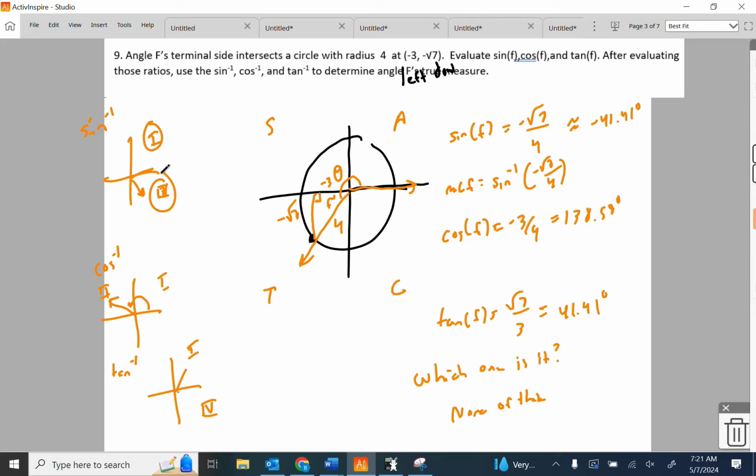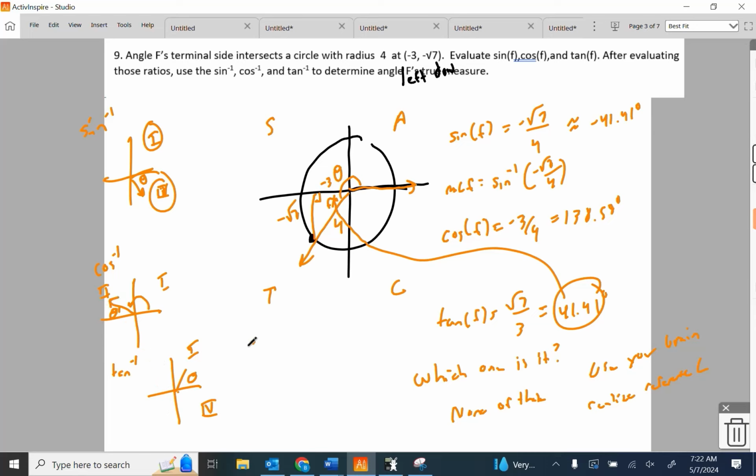However, if you think about these angles that it's returning here, and then maybe this reference angle, you have to use your brain and realize there's a reference angle. This reference angle right here is 41.41 degrees. It was 41.41 here. And that's what it is.